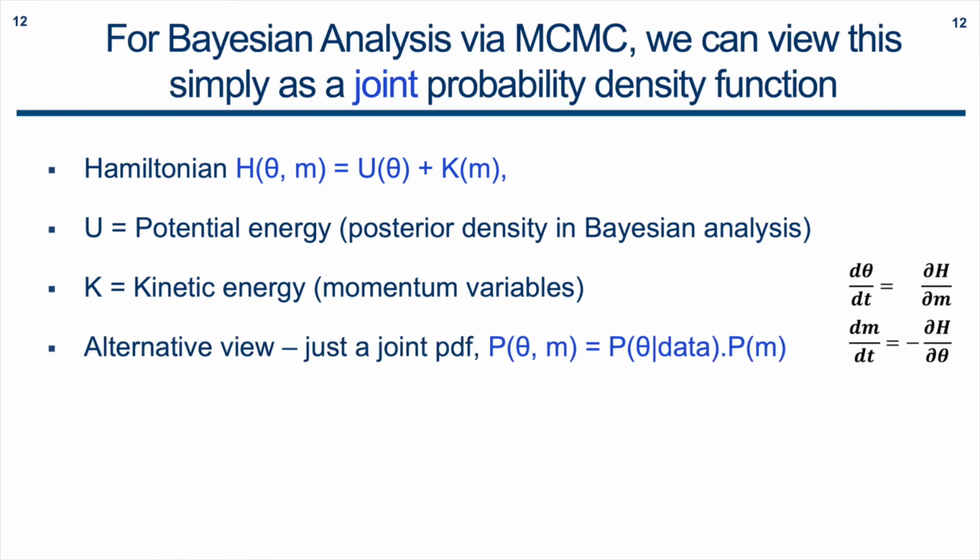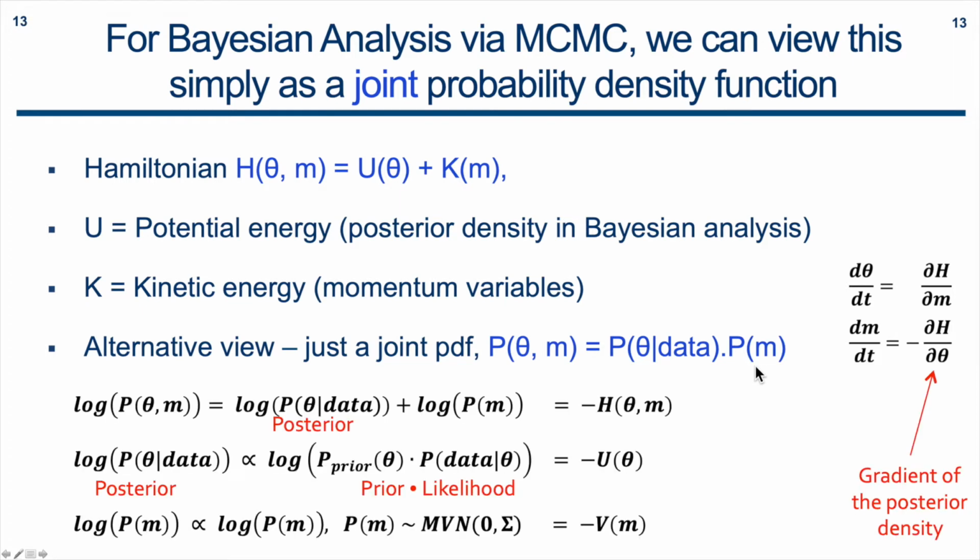For Bayesian analysis with MCMC, you can also view this as a joint probability density function. The math is exactly the same, but you're just viewing it in a slightly different way. Here I've introduced this joint probability density function between theta and m, and it's just going to be our posterior density times the probability density function for the momentum variables. I'm not going to go through these equations here, but you can pause the video and take a look and understand that we are talking about exactly the same thing.